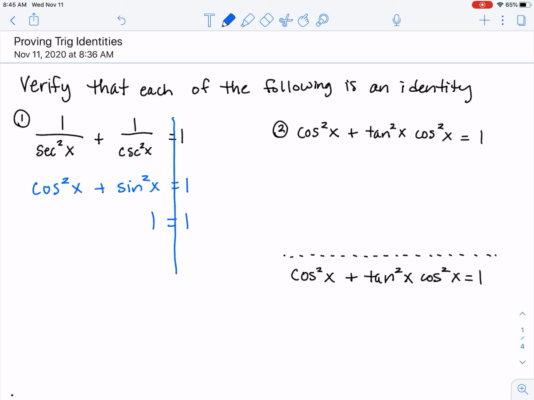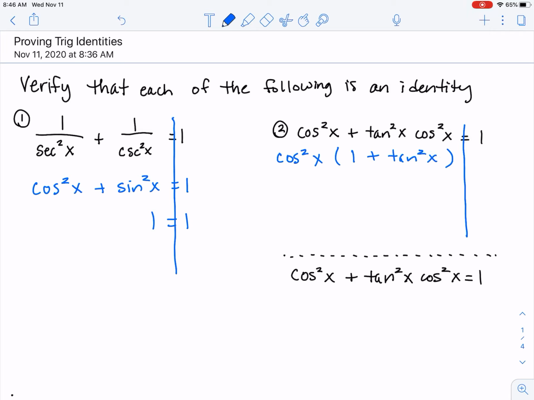The good news is sometimes there's just one way to get there, and other times there's multiple ways to get there. Let me show you an example of the multiple ways to get there. Example 2, if I have cosine squared x plus tangent squared x times cosine squared x, does it equal 1? All right, well, I like to put my line there. Here's what I see. On that left-hand side, each term has a cosine squared x. I'm going to go ahead and factor out a cosine squared x. And then if I factor that out of each term, I have 1 plus tangent squared x.